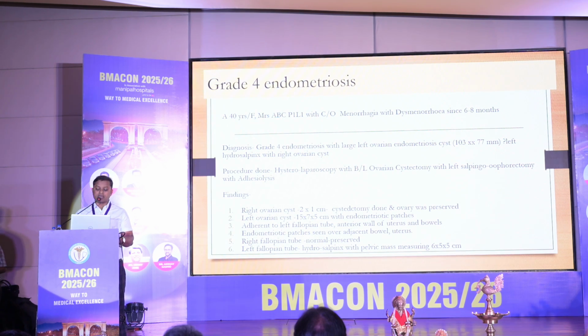Now this is a case of grade 4 endometriosis, para 1 living one, complaining of menorrhagia with dysmenorrhea since 6 to 8 hours. On sonography, an endometrial cyst was there, measuring 10 by 8 centimeters, with left hydrosalpinx and a right ovarian cyst. Hysterolaparoscopy was done, a right ovarian cyst of 2 by 1 centimeter, cystectomy was done and the ovary was saved. A left ovarian cyst 15 by 7 centimeters was present. Endometriotic patches were present. Right fallopian tube normal, it was preserved, and left fallopian tube hydrosalpinx was present, measuring almost 6 by 5 centimeters. It was removed.